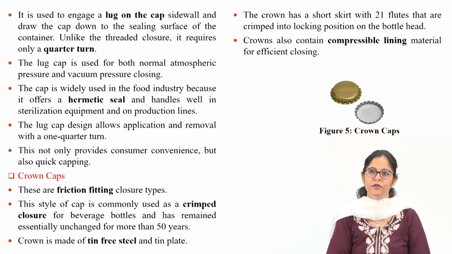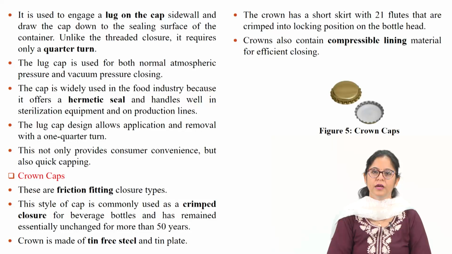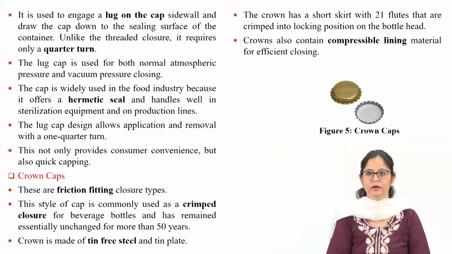The lug cap is used for both normal atmospheric pressure and vacuum pressure closing. The cap is widely used in the food industry because it offers hermetic sealing. The lug cap design allows application and removal with a quarter turn. It not only provides consumer convenience but also quick capping.